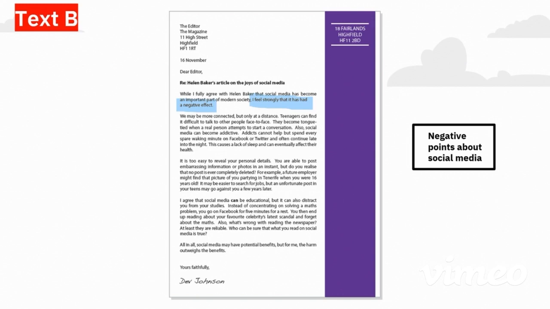So the next step is to have a look at text B. If you look at this sentence, while I fully agree with Helen Baker that social media has become an important part of modern society, I feel strongly that it has had a negative effect. So we can see straight away that this writer feels that social media is a negative thing. It's really good to look at the first section of your text and get a feel for the text this way.